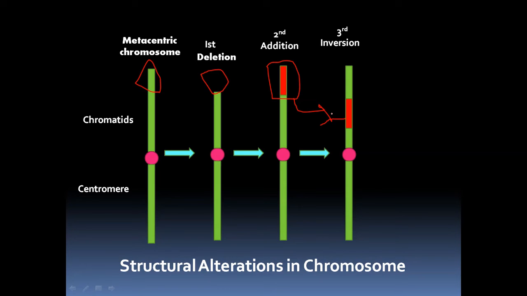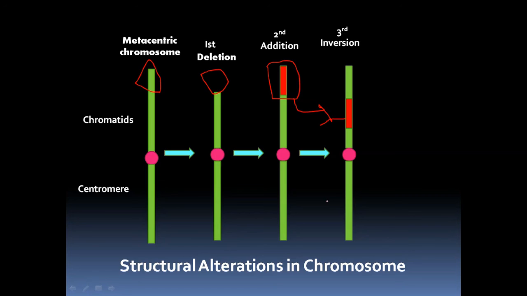So here the inversion, we can categorize it into two basic types. The first that we have just discussed is without the involvement of the centromere, and that is called the paracentric inversion. That is, the centromere is not involved at all. But on the other hand, we have another kind of inversion in which the centromeric part is also involved, and that is called the pericentric inversion.